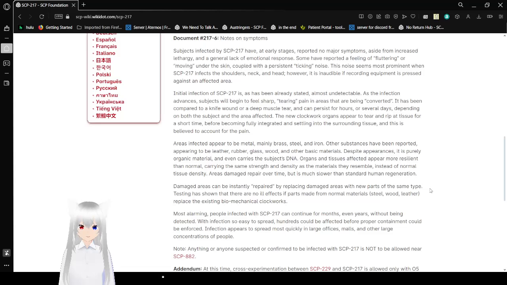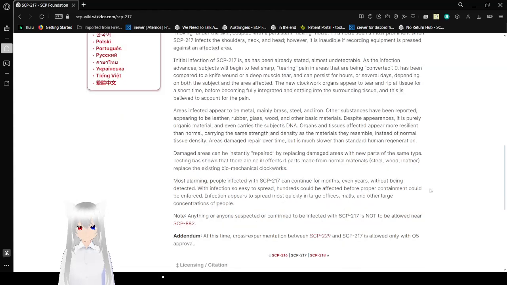Initial affection of SCP-217, as has already been stated, is almost undetectable. As the infection advances, subjects will begin to feel sharp, tearing pain in areas that are being converted. It has been compared to a knife wound or deep muscle tear, and can persist for hours or several days depending on both the subject and the area affected. The new clockwork organs appear to rip and tear at tissue for a short time before becoming fully integrated and settling into the surrounding tissue. This is believed to account for the pain.